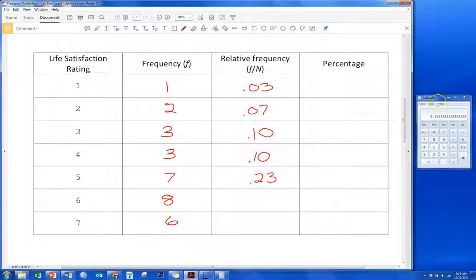And then we have 8 divided by 30, which gives us 0.26 repeating. So we'll round that to 0.27. All right, 0.27. And then finally we have a 6. So that's going to be 6 divided by 30, 0.2. And we'll add the second decimal place. So 0.20. All right, so now we have the frequency and we have the relative frequency.